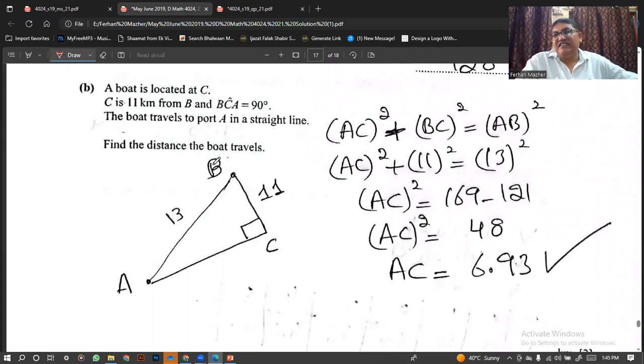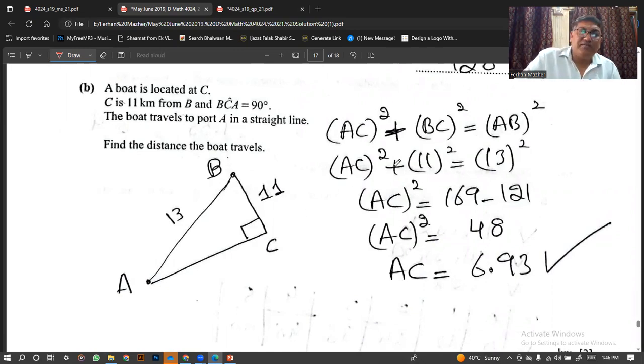This is B. This is just a rough diagram. The angle at the C is 90. This is 11. This is 13. So it's a right angle triangle. I want to calculate this distance, so I can apply the Pythagoras. The hypotenuse square is equal to perpendicular square plus the base square. So AC square plus BC square is equal to AB whole square.